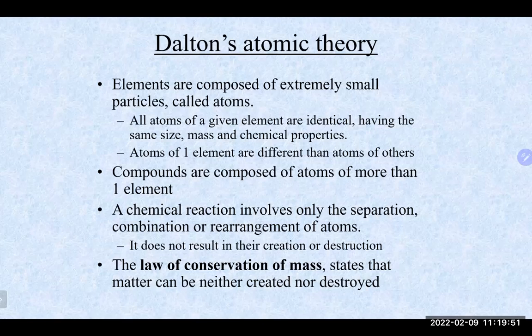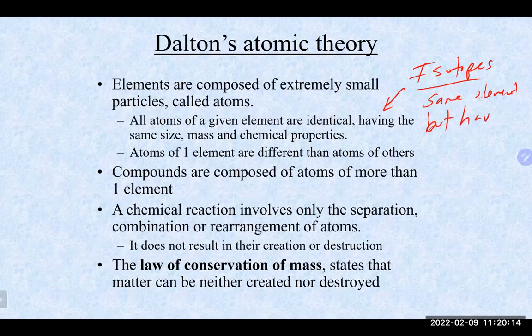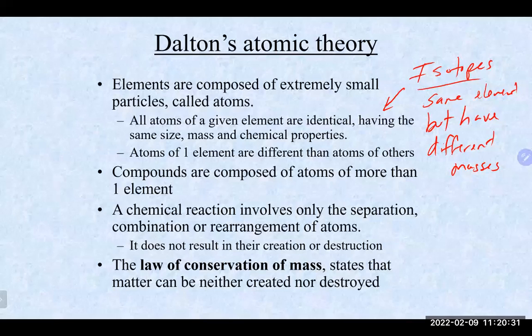properties. And this part of his theory is not so correct, as the existence of isotopes was found. So this part is not so correct because of what are known as isotopes. Isotopes are the same element but have different masses. Which means obviously they cannot be identical, even though they are the same element. And as we'll talk about, they basically have different masses because they have different numbers of neutrons present. So that's not so correct.